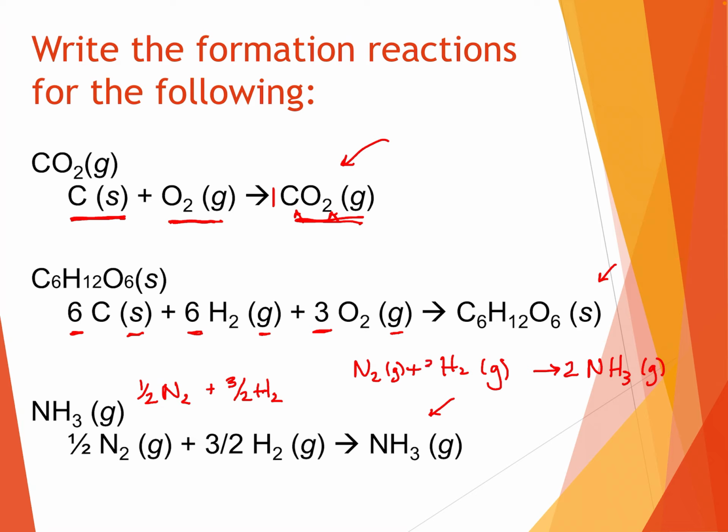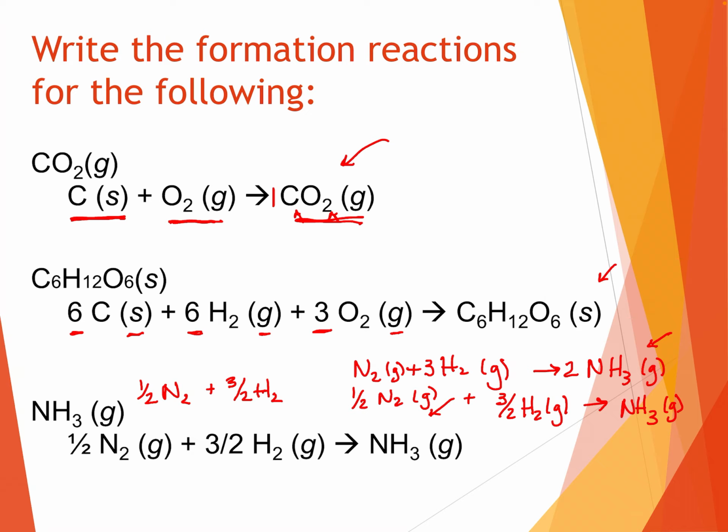So we would put a 2 here, and we would put a 3 there. And then go through and make sure you only need 1 of ammonia. So what I'm going to do is multiply everything by 1/2 so that I only get 1 ammonia. So then it would be 1/2 N2 gas plus 3/2 H2 gas gives us just 1 ammonia.